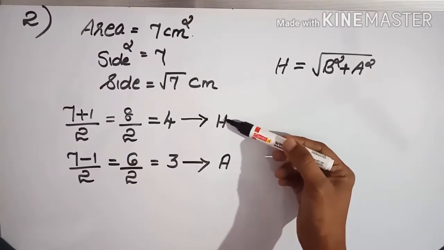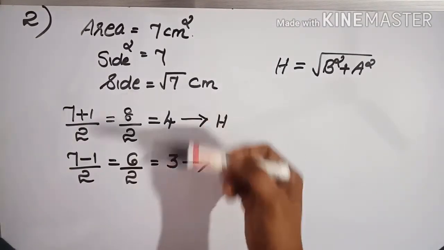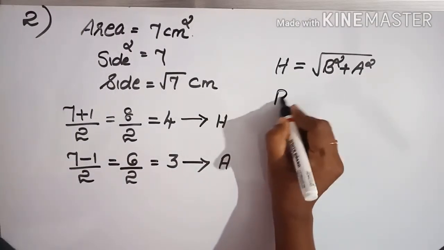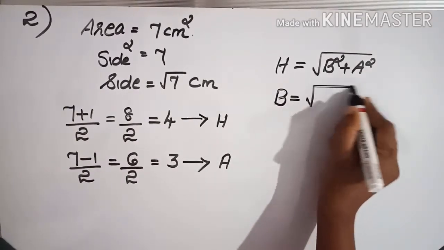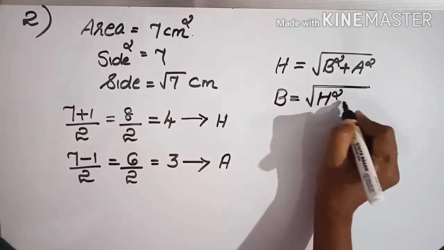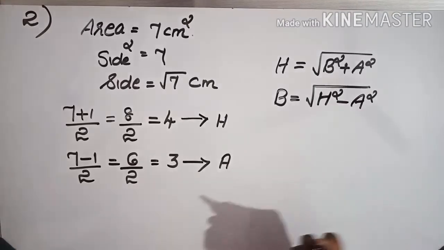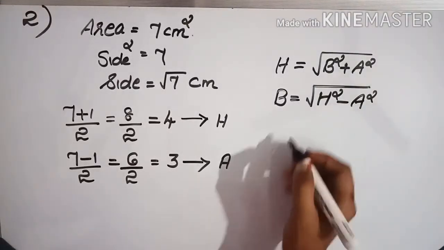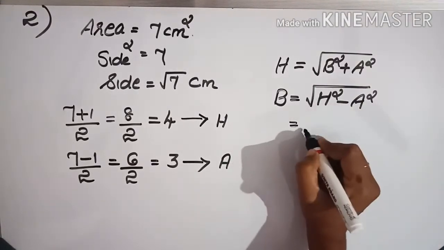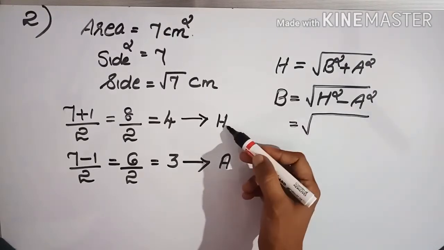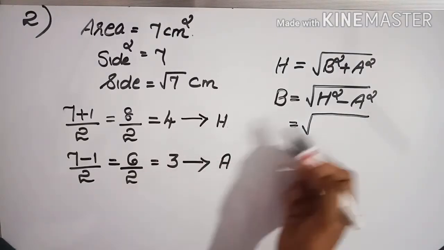Root 7, because hypotenuse is here, altitude is here, and the remaining is base. So the base equation: base equals root of hypotenuse square minus altitude square, isn't it? This is the equation. Now let's check. Here it is equal to root of, we consider hypotenuse as what? 4, we consider as hypotenuse.